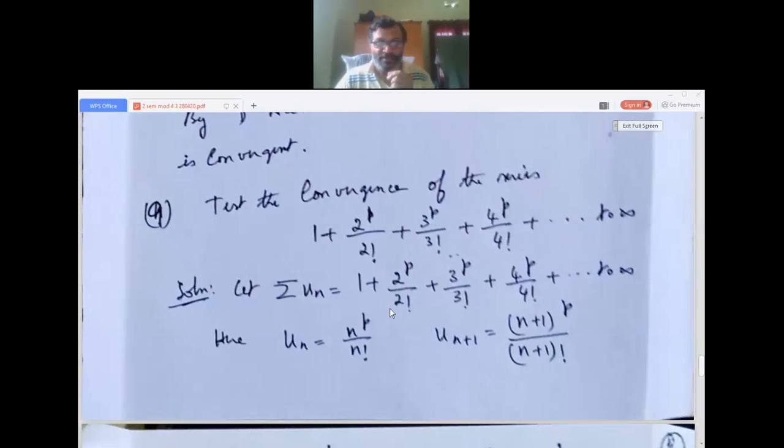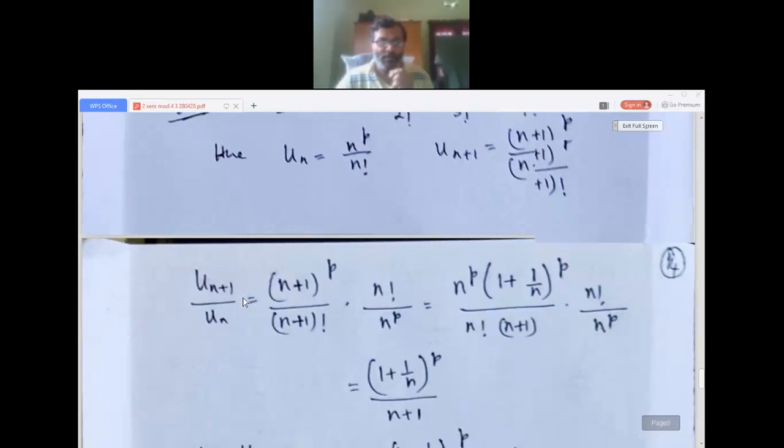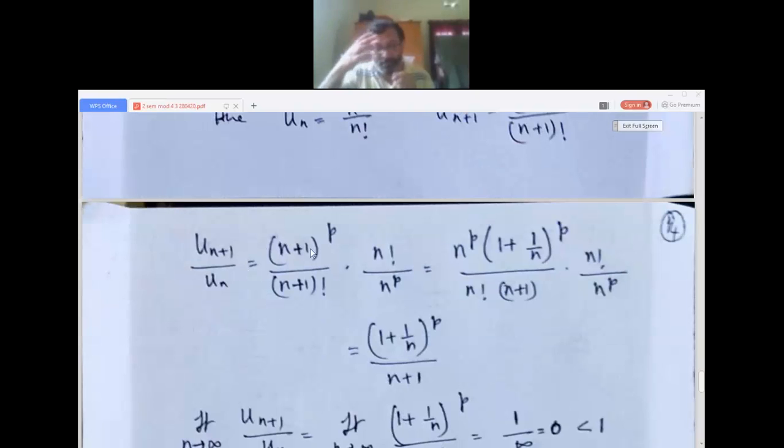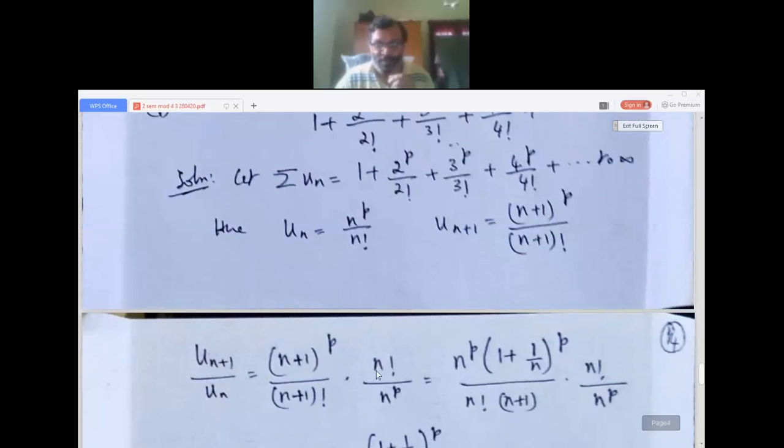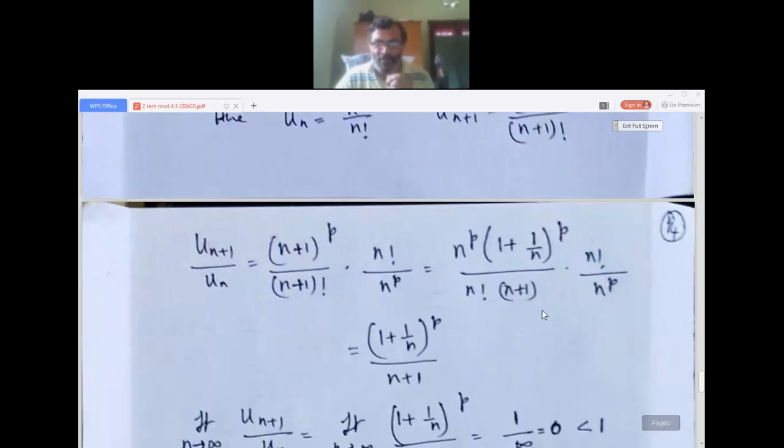We take this: the nth term is n power p by n factorial, and the n plus 1 term will be n plus 1 power p by n plus 1 factorial. For un plus 1 divided by un, this is the n plus 1 term, this is the nth term, and the nth term is written as the reciprocal, you know that. Here I have written n power p and took n power p outside, so 1 plus 1 by n power p. All this concept you studied in limits. Then n factorial cancels, n power p cancels, and this much is left.